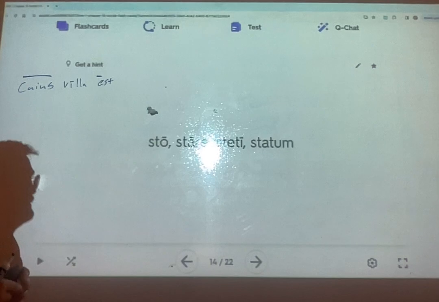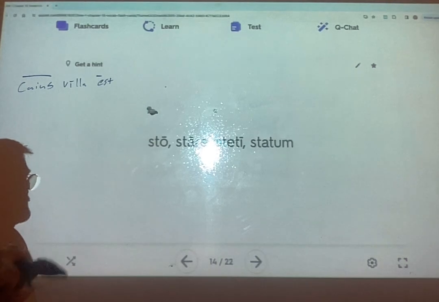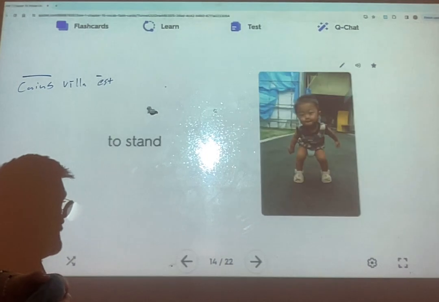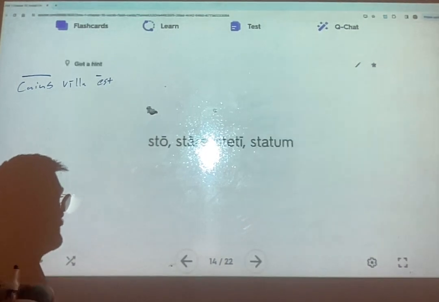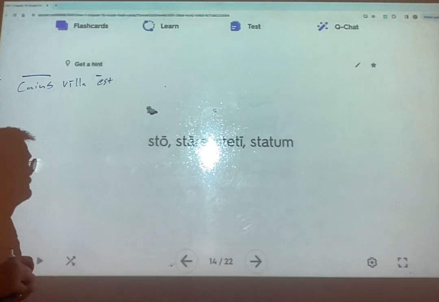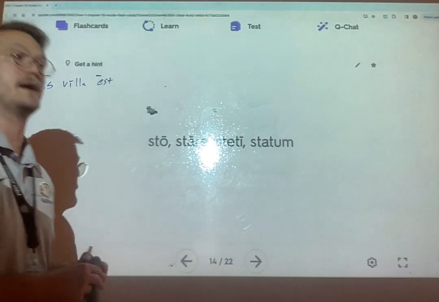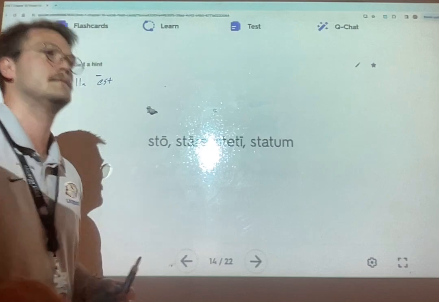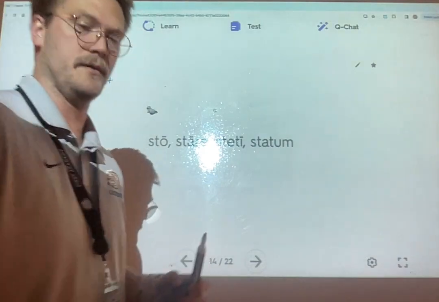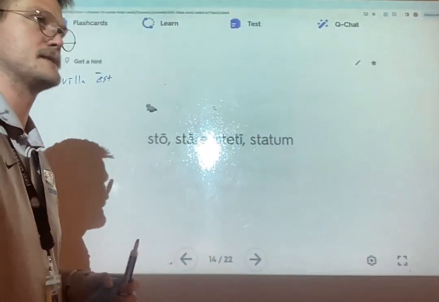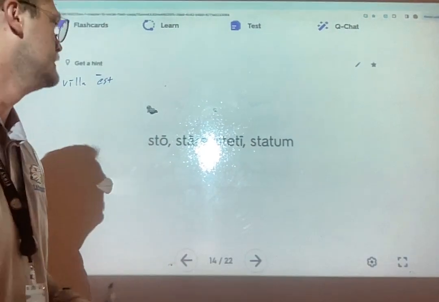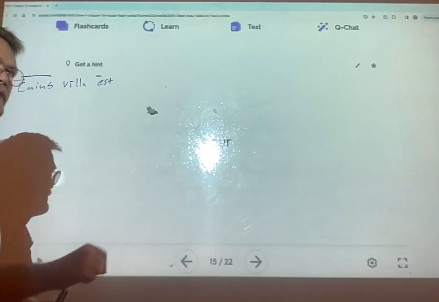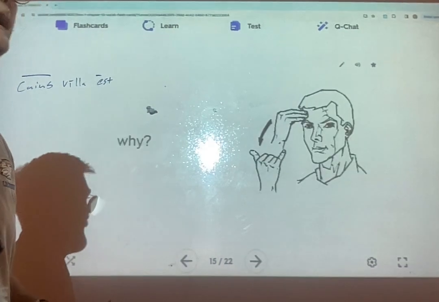What about this one? Sto, stare, steti, statum means to stand. All right? But what do you see conjugation-wise? It's first. So what endings would it take in the future? Bo, bis, bit, bimus, bitis, bunt. Very good. It would not take am, es, et because it's first conjugation. Sto, stare. All right, what about cur? This is an adverb. It's an interrogative adverb, and it means why.